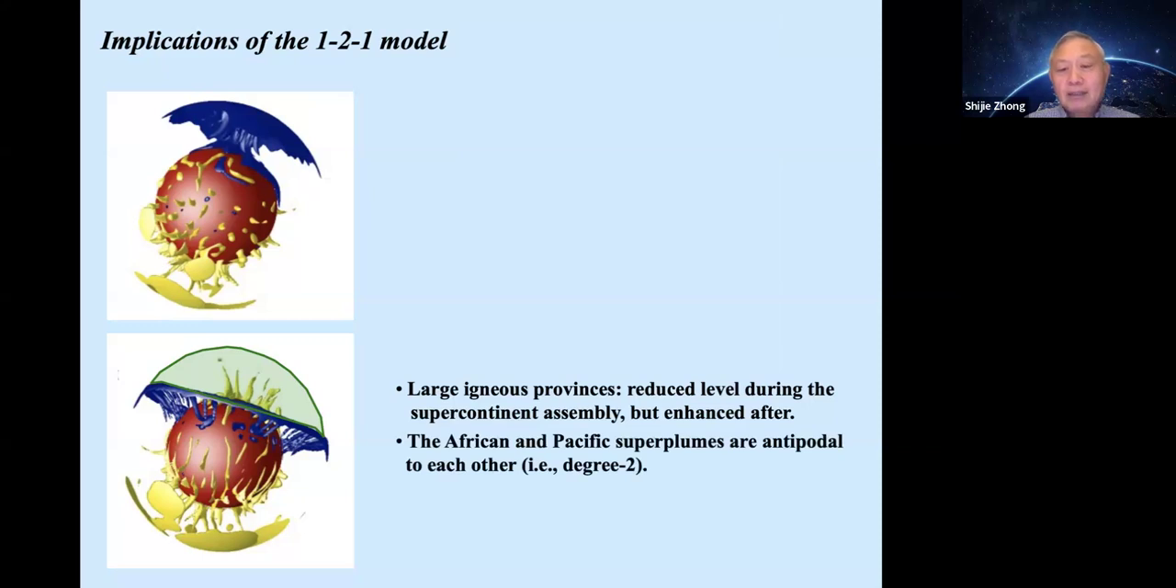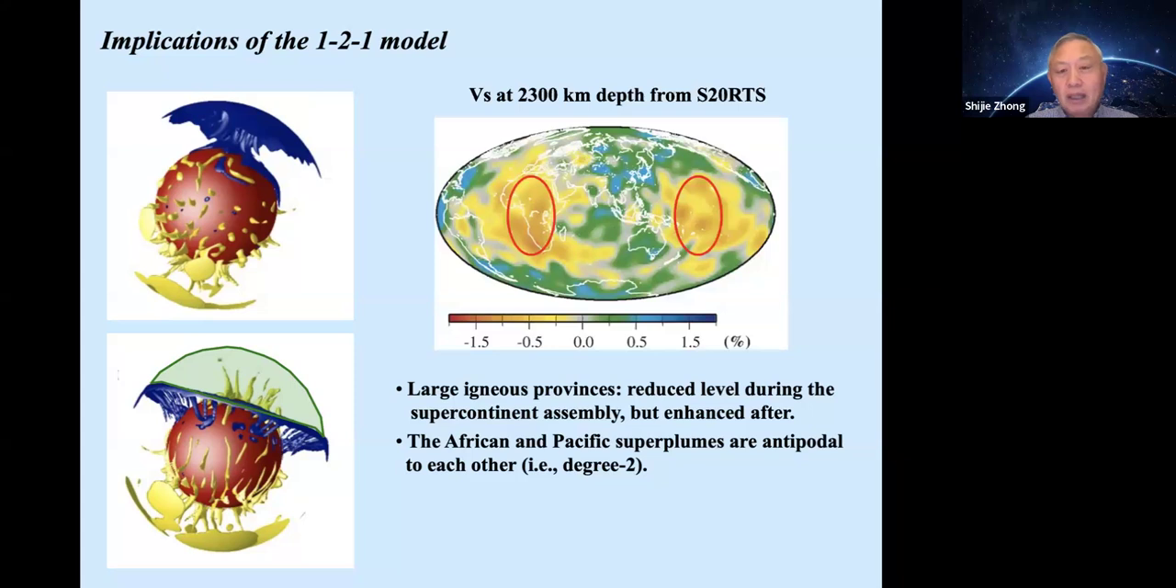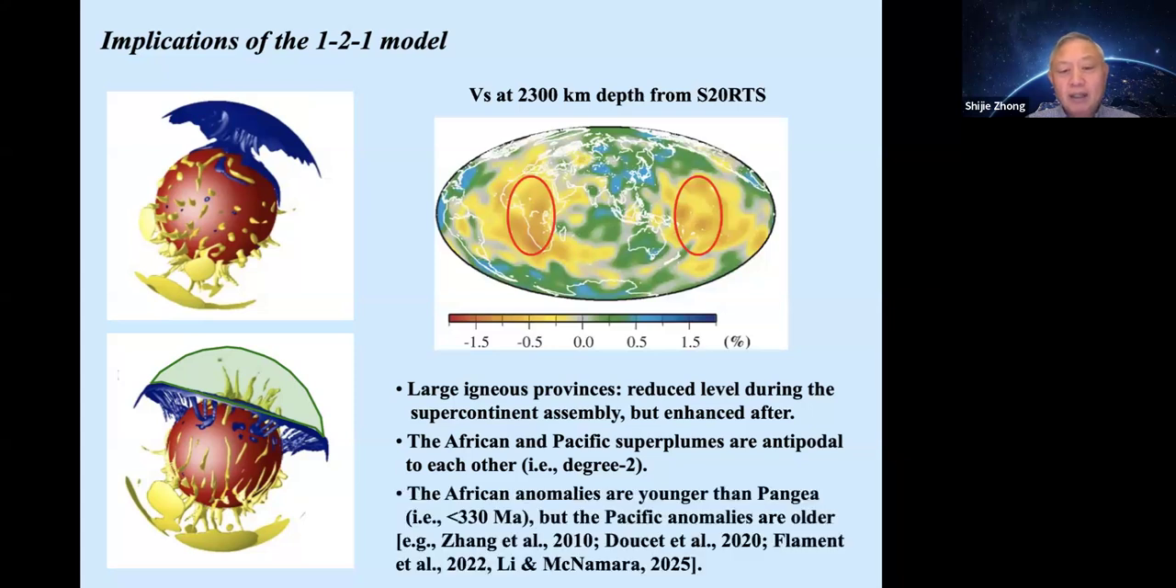Then, of course, this can also help us explain why the African and Pacific superplumes are antipodal, like what we see here, right? Antipodal, the degree 2 structures. So what we see today is essentially the aftermath of the breakup of Pangea. We're still in this degree 2 mode, right? So that's what we see today, degree 2 structures.